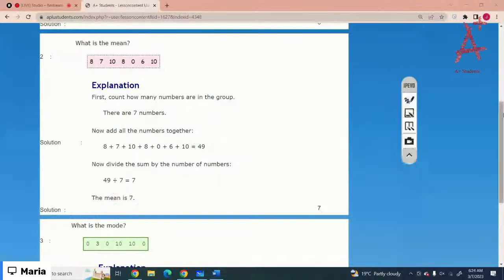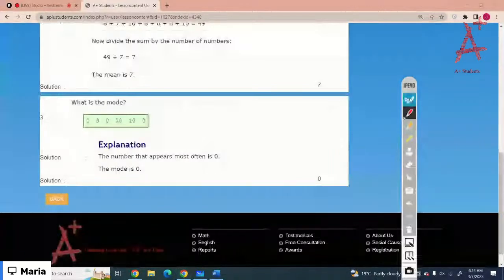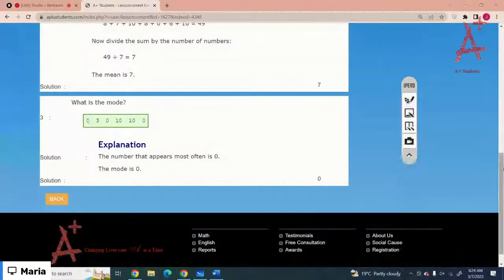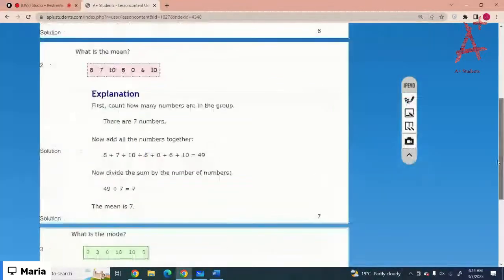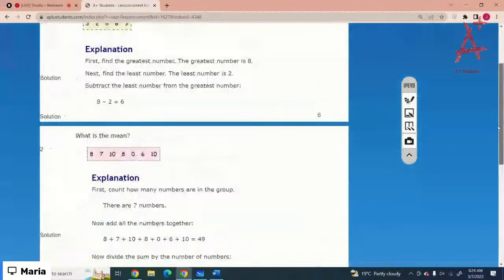Then you have the mode. The mode is the number that occurs most in the data, like 0, 3, 0, 10, 10, 0. Here you have 3 just once. Here you have 10 twice, and you have 0 three times. So 0 is the number that appears the most in the data. Got it? That means the mode is 0. Got it, everyone? Yes, very good. You have to sum up all the numbers and divide by the number of values. Very good.